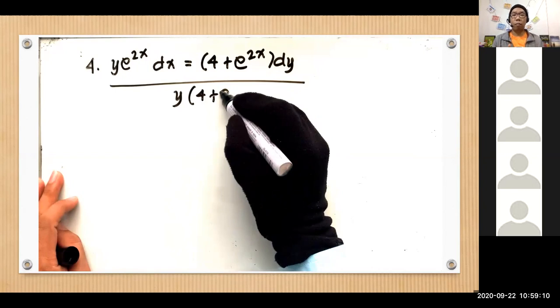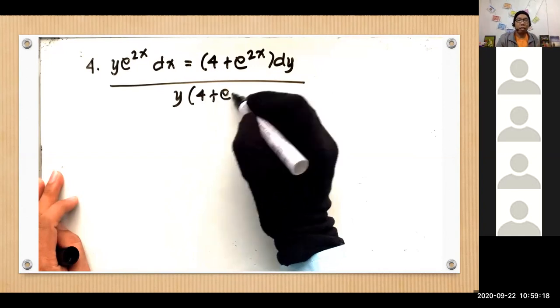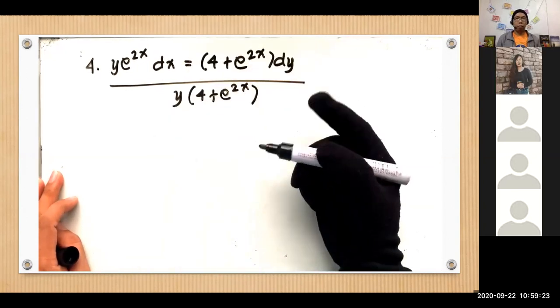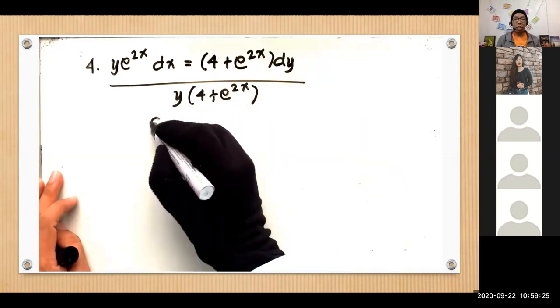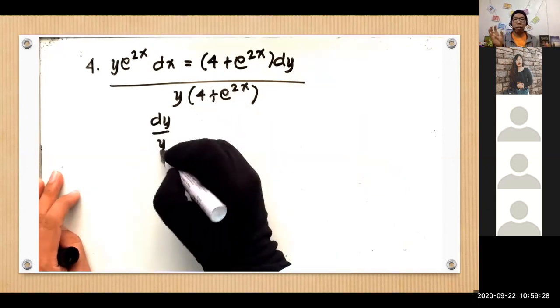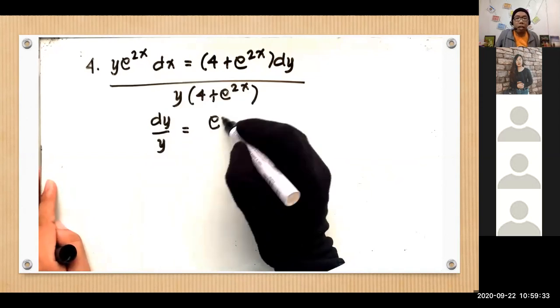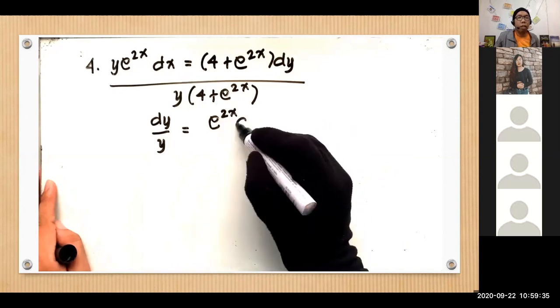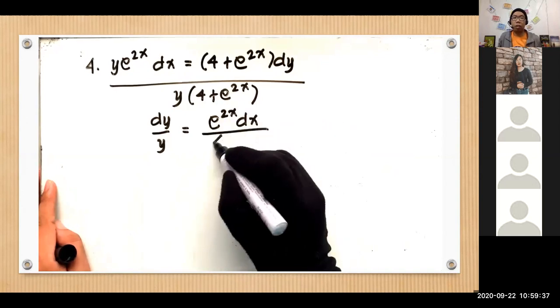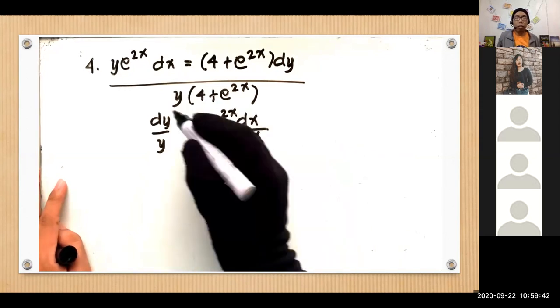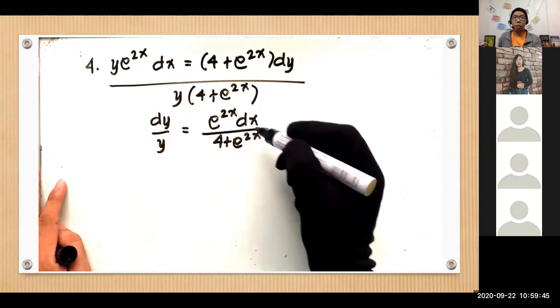Nakuha? So, kailangan i-divide natin both sides by 4 plus e raised to 2x. Okay, so that's it. So, dividing both sides, ang ginawa ko dito is in-interchange ko na sila. Yung dy nasa left-hand side, yung x naman nasa right-hand side. Kaya, yun naging result, di ba? dy over y equals e raised to 2x times dx over 4 plus e raised to 2x. Okay, nasundan, pure function of y tsaka pure function of x.